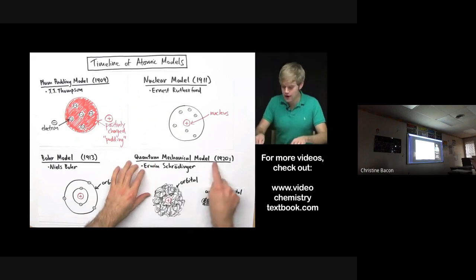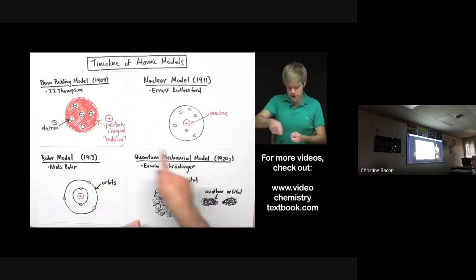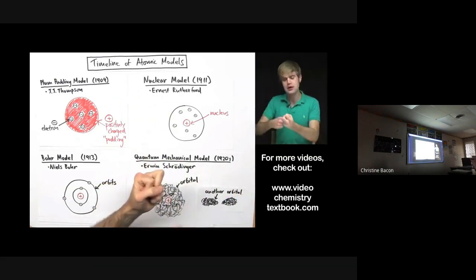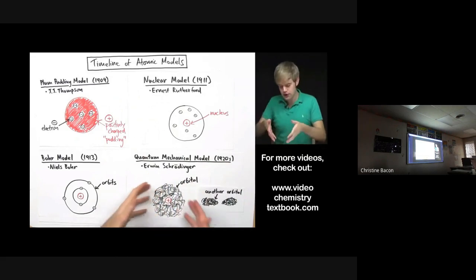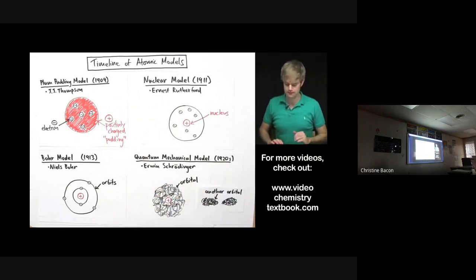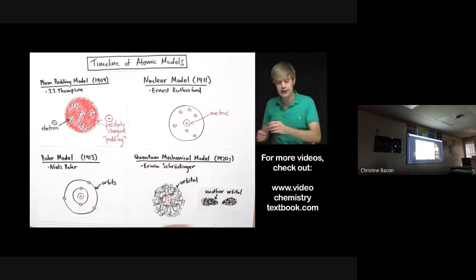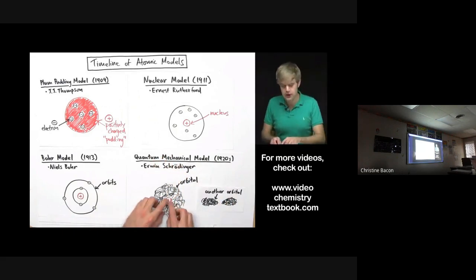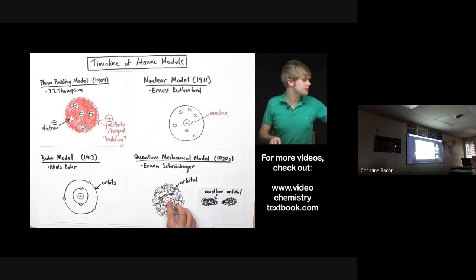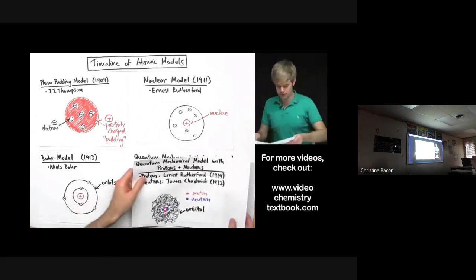So in the quantum mechanical model, electrons don't orbit the nucleus. They buzz around the atom, sketching out different shapes. Now let's focus on the nucleus here. Over the same amount of time, and a little bit later, scientists were discovering the 2 subatomic particles that make up the nucleus. So we can refine this picture a little bit more.